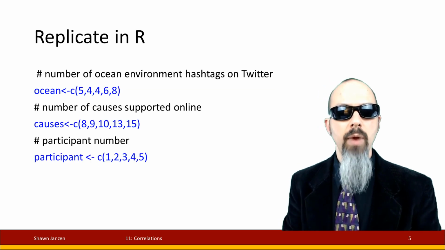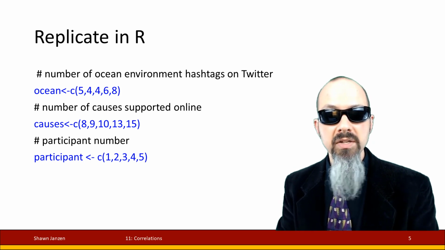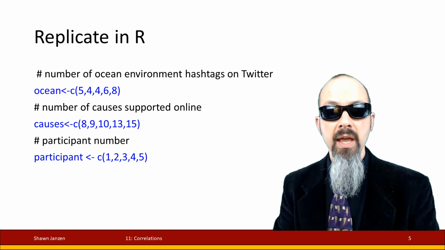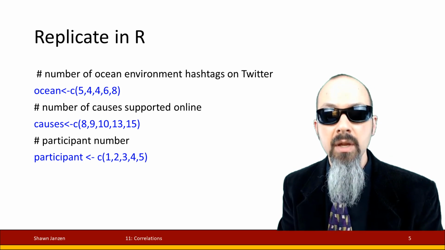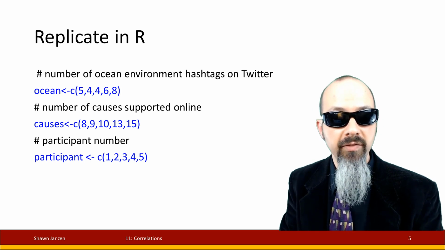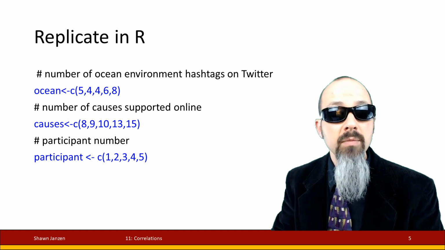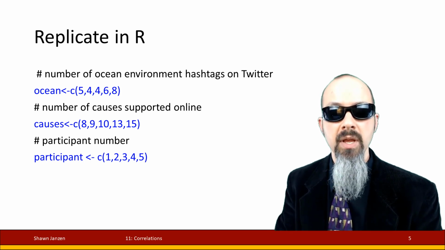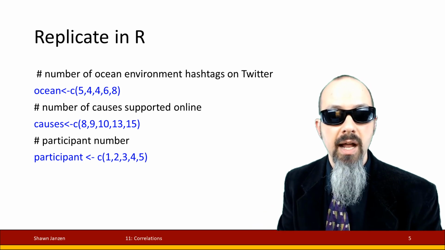Now let's go ahead and replicate our example from the previous video, where we had the comparison of the number of environmentally related ocean hashtags being used on Twitter and the number of other environmental causes supported online. So in this case I'm creating two separate vectors. They're standalone vectors at the moment. They're not part of a common data set. You could make them part of a common data set if you want, but for this example I'm leaving them separate, and so I'm inputting that data into R using a standard c() function.